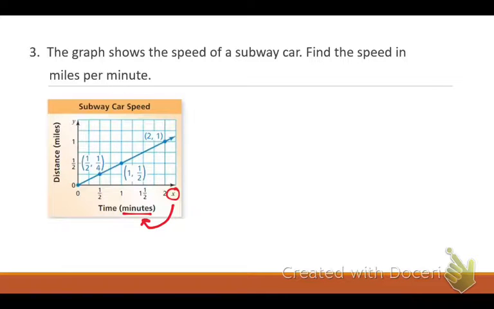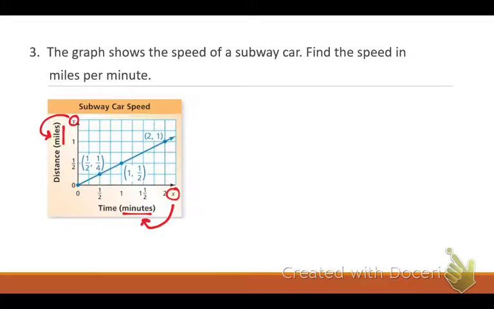The Y, what is the Y measuring for us, class? The distance or the miles. Everybody underline that word miles. I know it's kind of on the side, and draw a little arrow telling us that the Y is representing the miles that it goes. Okay? So in this case, we are trying to figure out, find the speed in miles per minute.